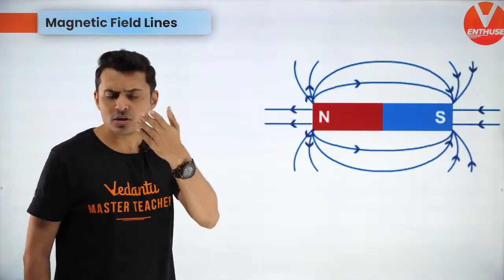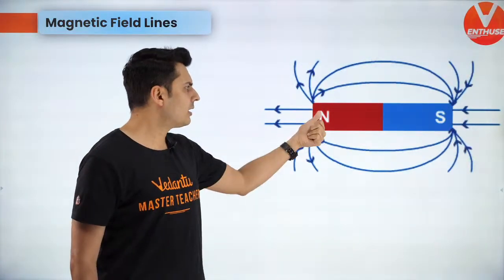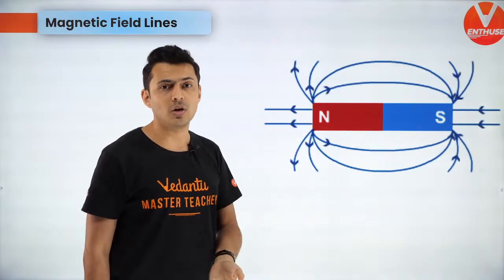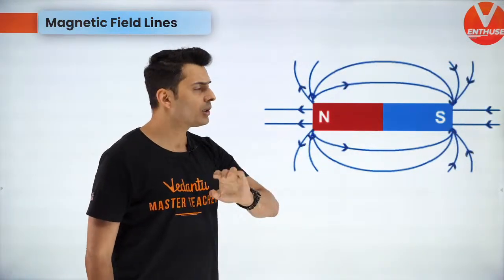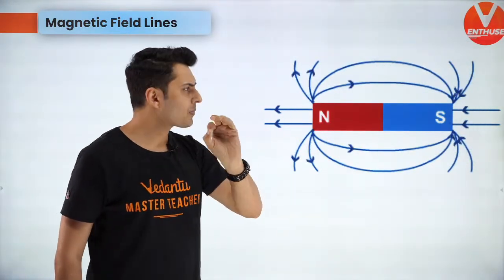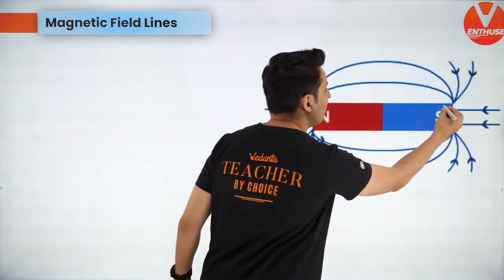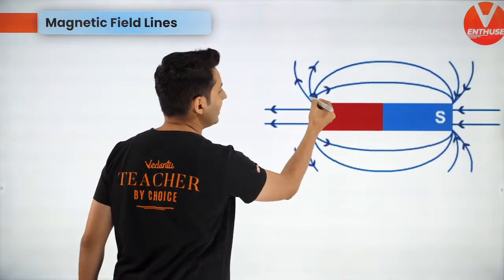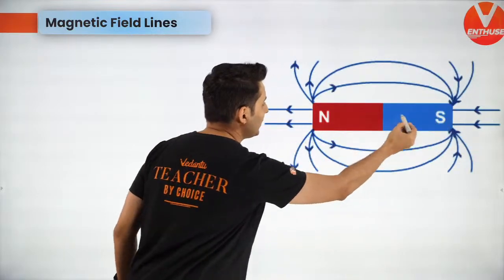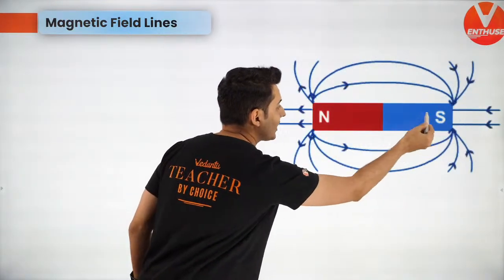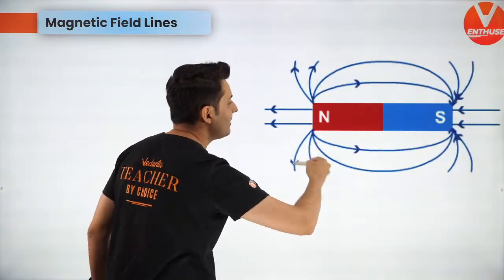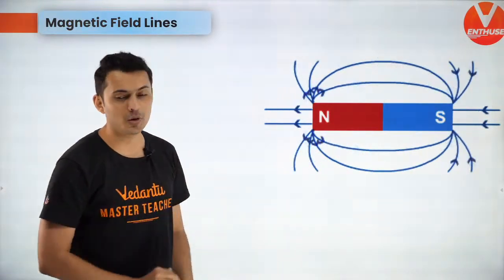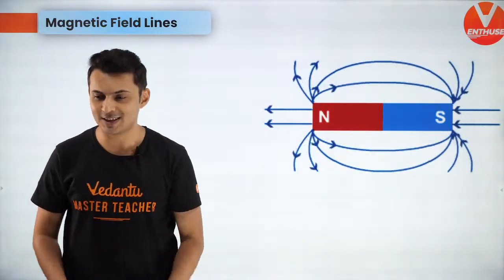You might be thinking, sir, but I was thinking that magnetic field lines originate from the North Pole and end at the South Pole. Well, partially you are correct, but do not forget, even inside the bar magnet, the magnetic field lines continue. Yes, they will continue like this. So that's why they actually never stop. They continuously flow in closed loops. Very, very important. Yes, it's a closed loop.